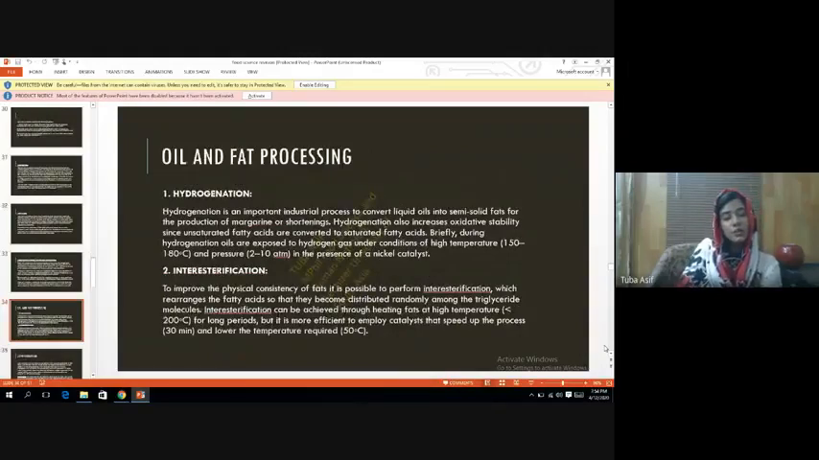The various processing techniques of fats and oils include hydrogenation and interesterification. Hydrogenation is an important industrial process to convert liquid oils into semi solid fats for the production of margarines or shortenings. For example, in mayonnaise, we can see this is the hydrogenated oil that converts oil into semi solid margarine. Interesterification is used to improve the physical consistency of fat, and it rearranges the fatty acids so that they become distributed randomly among the triglyceride molecules.